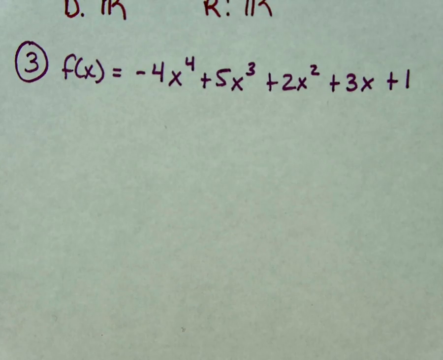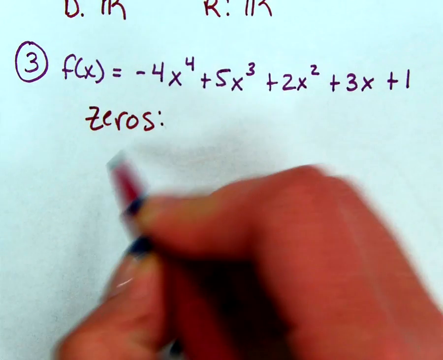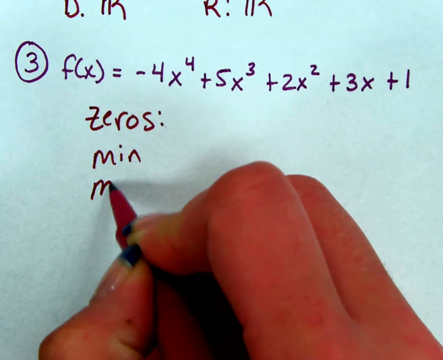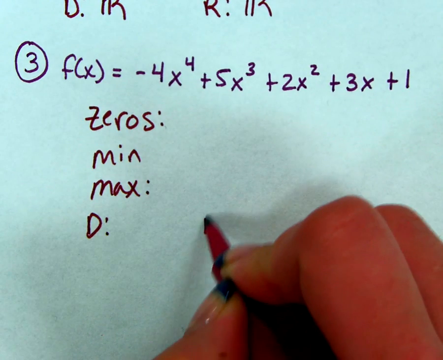All right, one more example. Okay, so here it is, filling in the same things. So again, we're going to find the real zeros, any minimum points, maximum points, and the domain and range.